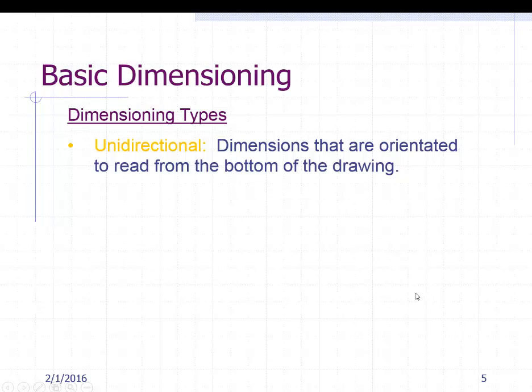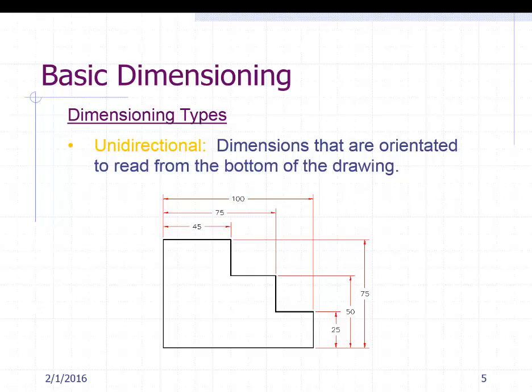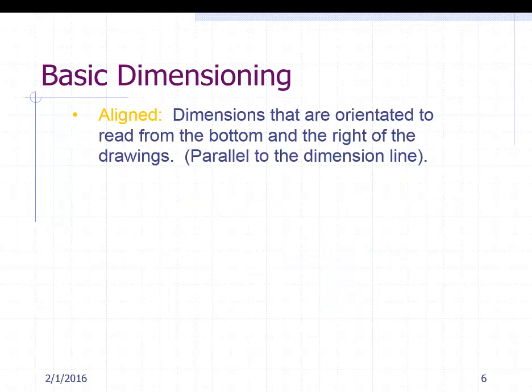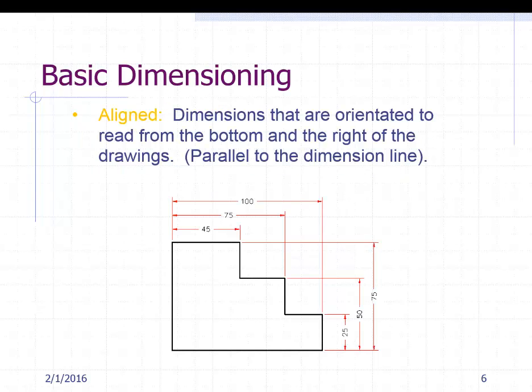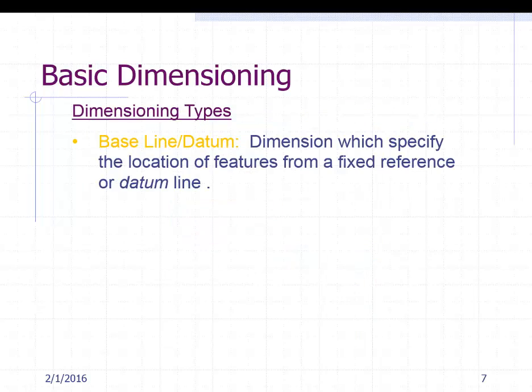The dimensions themselves, as far as how the text is read, can be unidirectional, where everything's read from the bottom, which is typically what the ANSI standard is and what our dimensions will do. Now that's going to be driven by your dimension style that's already set up in the template, so you won't really have to do anything to get that to happen. You could also have a line where they read from the bottom or the side. You typically see that more in architectural drawings, so we won't have any like that. Again, that's just controlled by our dimension style.